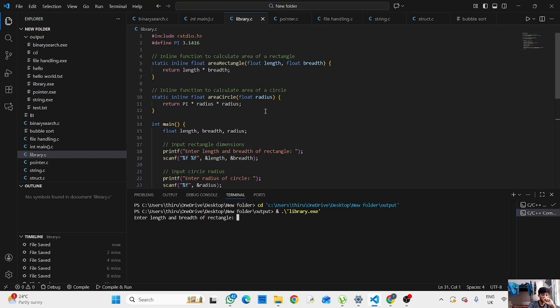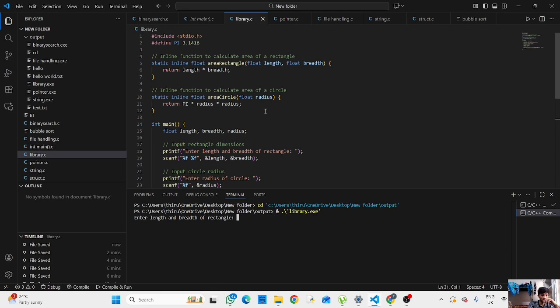Inline functions: static inline float area rectangle(float length, float breadth) returns length times breadth, area equal to length into breadth. Then an inline function to calculate the area of the circle. The formula uses the PI macro. Main declares the variables to store rectangle and circle dimensions.